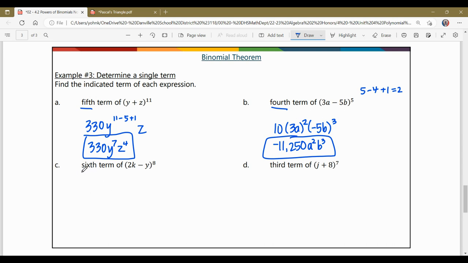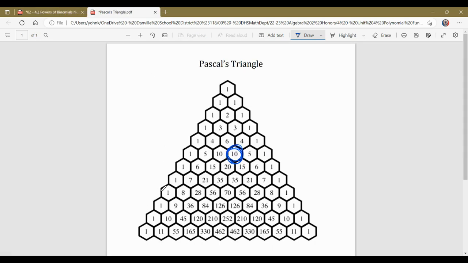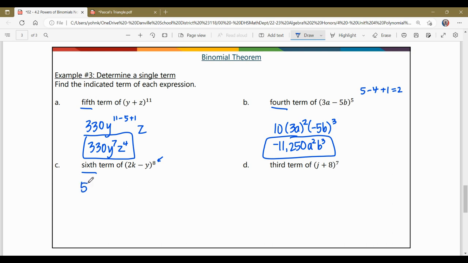All right, letter C, I want the sixth term in the eighth row. So let's go to the eighth row and find the sixth term. 1, 2, 3, 4, 5. 6 is the number 56. So I'm going to do 56. I'm going to take 2k, not 2b, 2k. And I'm going to raise it to the 8 minus the sixth term plus 1. So that's 3 to the third power. And that means negative y is going to be to the fifth power because 3 plus 5 is 8.